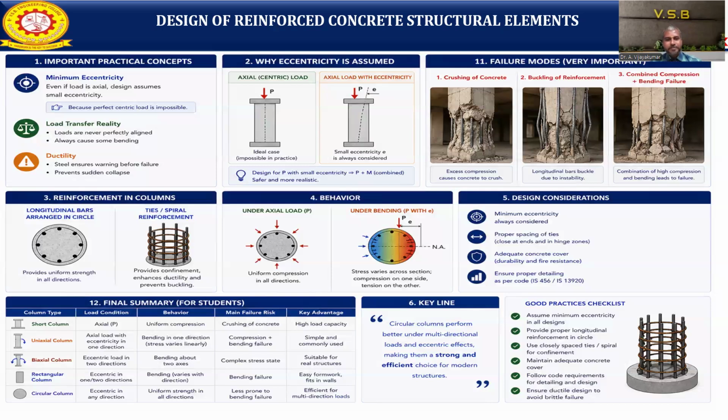Now here is the final summary of all the different types of columns. A short column is axial, uniaxial is eccentricity on any one side, biaxial is load acting in both directions, and a circular column has eccentricity in any direction.